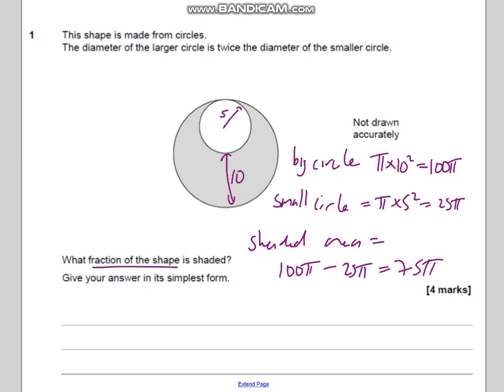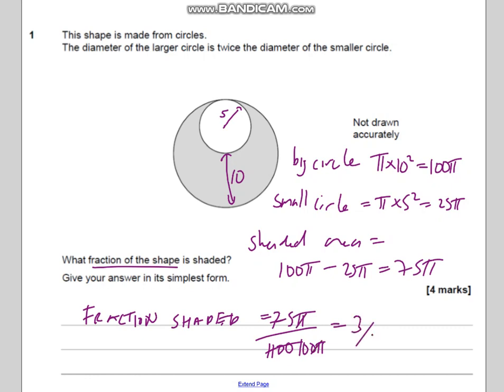The question asks what fraction of the shape is shaded. So the fraction shaded must be equal to 75 pi over 100 pi. That's 100 pi. And then the pi's will cancel out, and 75 over 100 will cancel down to be 3/4. Okay, so 3/4 for 4 marks.